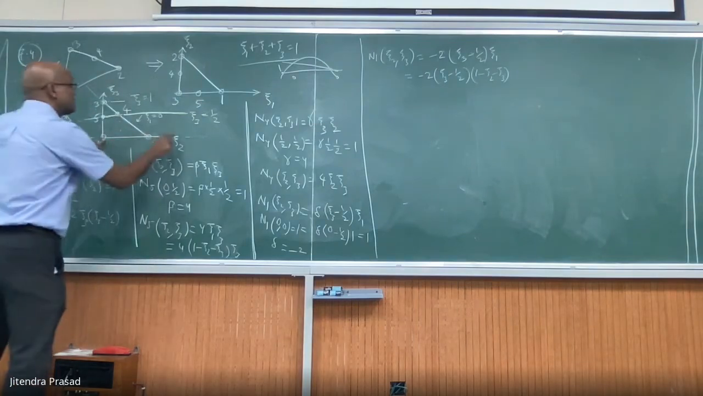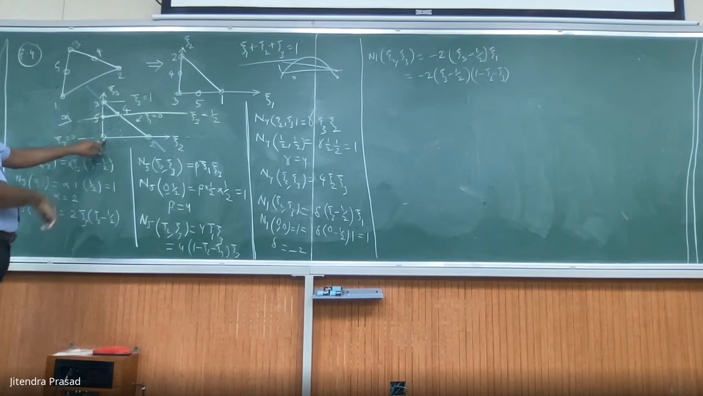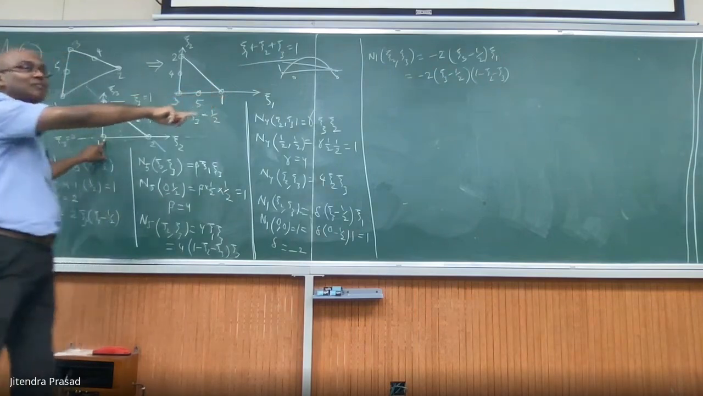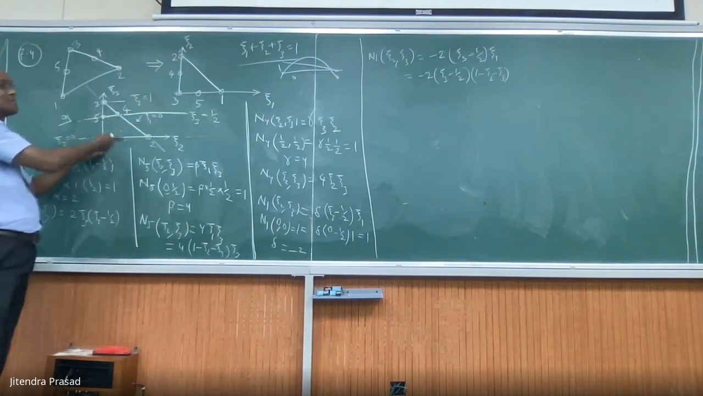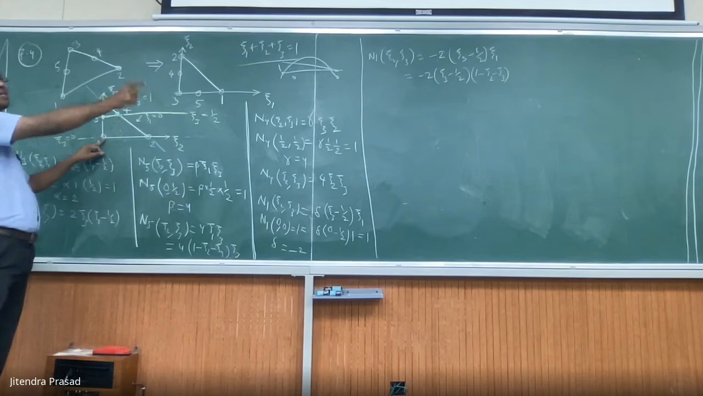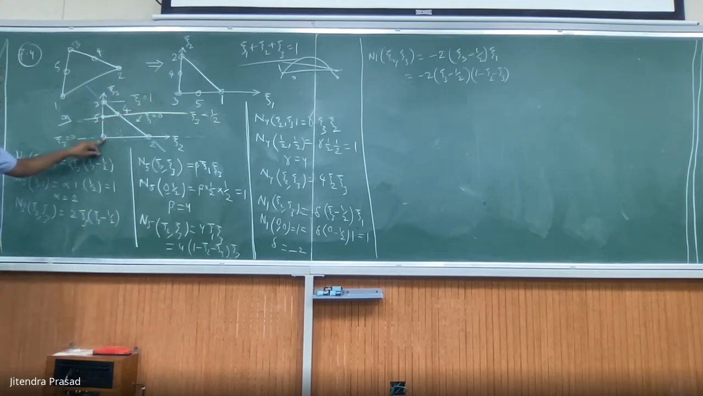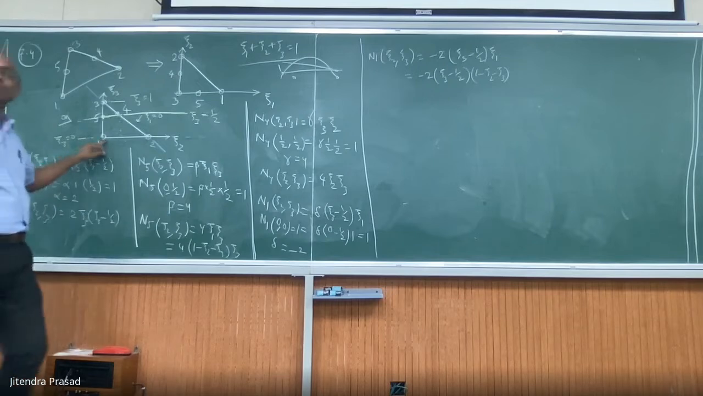If you go from here to here, then what happens? Xi3 is 0, so in the term xi3 minus half, you put 0, so the first term becomes constant. The next term becomes 1 minus xi2, since xi3 will be 0. So it varies with xi2 only, linearly. So we get the linear function.